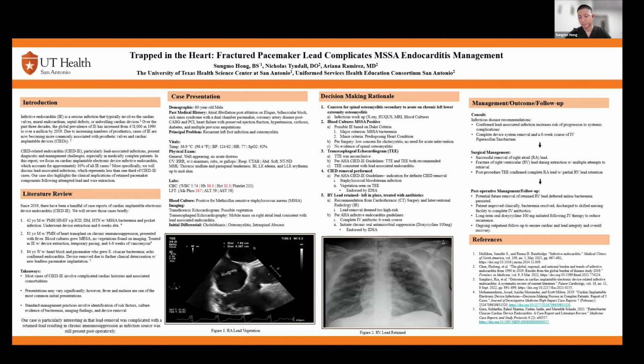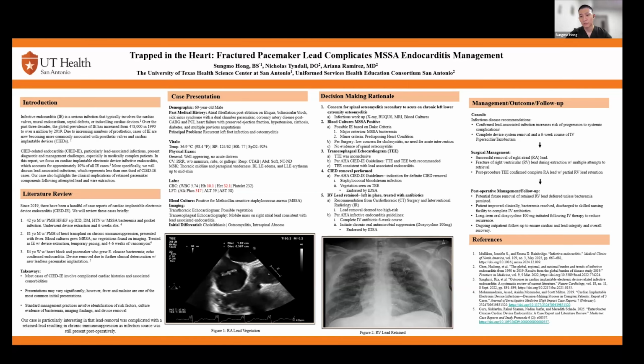And while they were trying to pull it out, whenever there's a foreign body in our system, there tends to be an inflammatory response, and that resulted in the lead not being able to be removed as effectively as they would have liked. They tried multiple attempts, and it resulted in a fractured lead. The right atrial lead was able to be removed, but the right ventricular lead was stuck within the right ventricle.